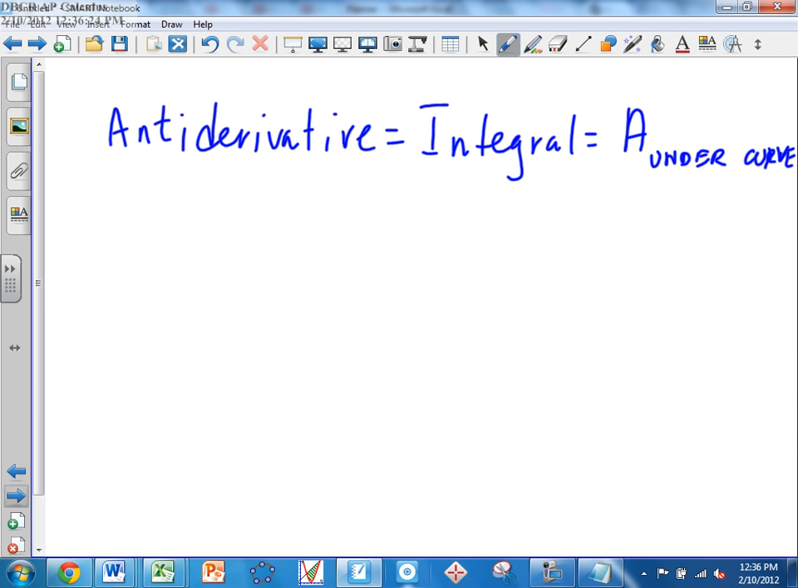So this is what I want you to know. This is the key to the entire second half of the year, guys, okay? Again, the antiderivative is also called the integral, which is also simply the area under the curve, okay? And we're going to talk about when we use the area and when we use the antiderivative and when we use something called a definite versus an indefinite integral, okay? They're different terminology, but this is the general idea.